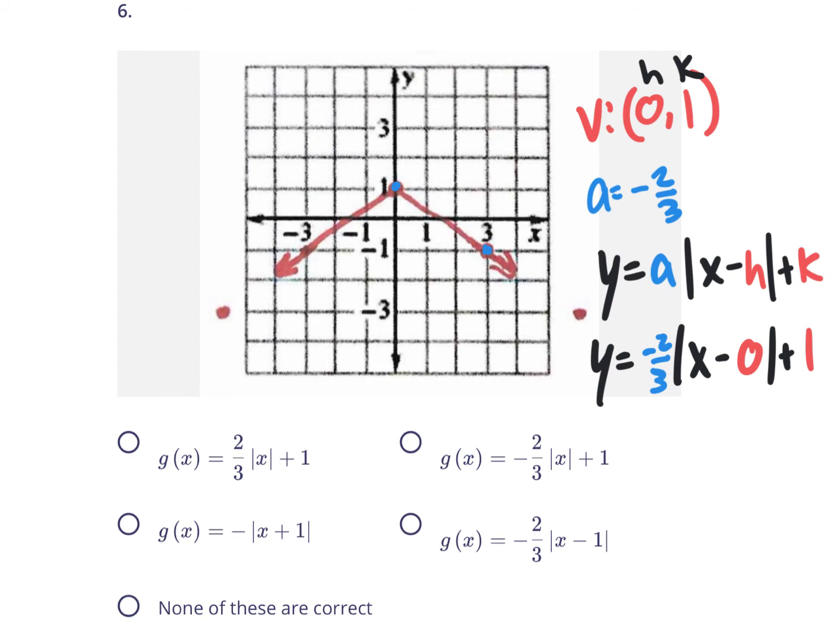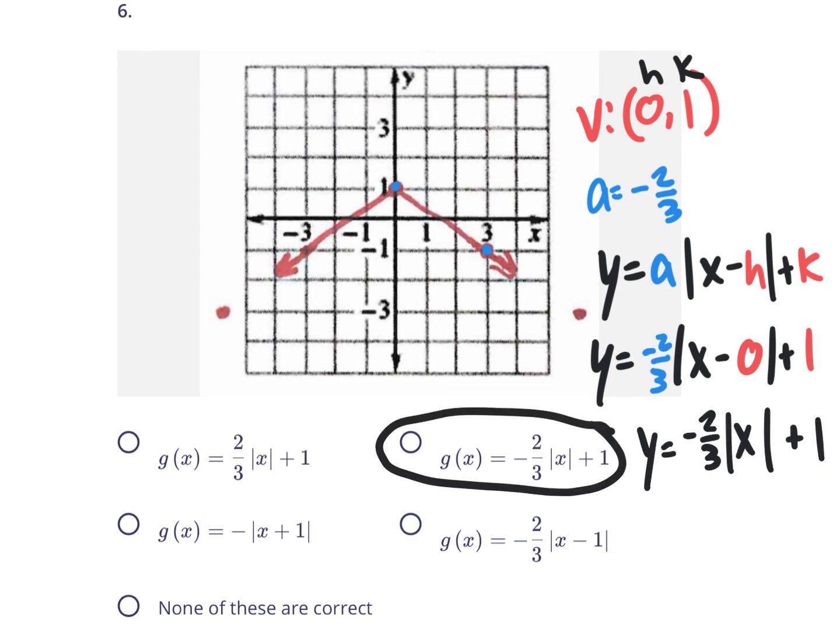Hey, what's 12 minus 0? It's 12. What's 13 minus 0? It's 13. What's an apple minus 0? It's an apple, right? So this minus 0 is unnecessary. Let's just rewrite it: y equals negative 2/3 |x| plus 1. We don't need the minus 0. And there is your answer, which is right here. By the way, all these multiple choice functions have g of x as the name. It's totally fine. It could be named anything: y, g of x, h of x, q of x, whatever. We're good. Let's move on to number 7.